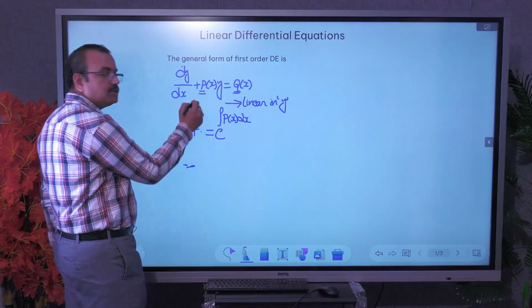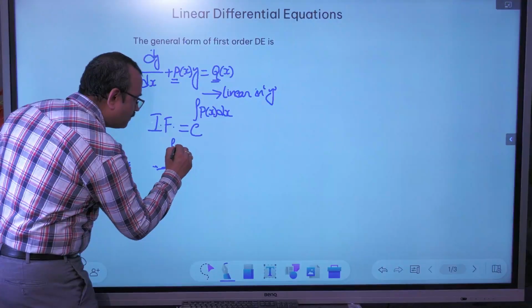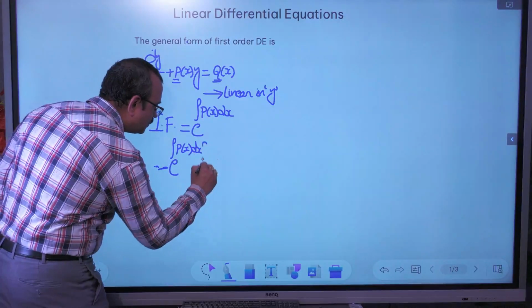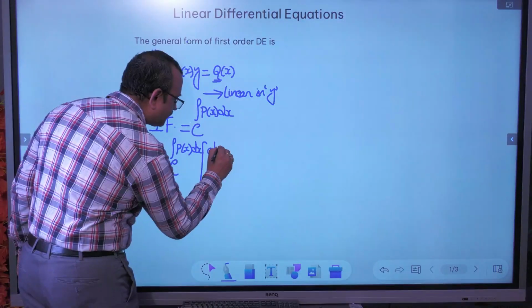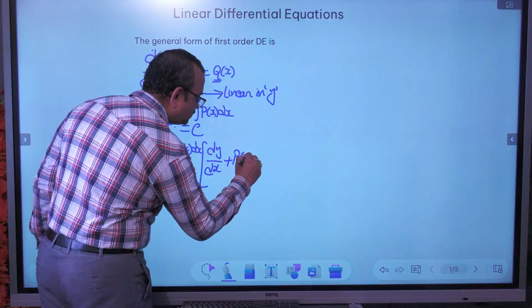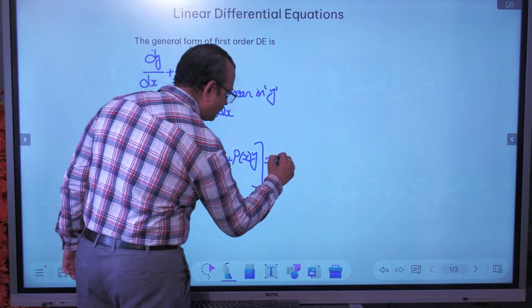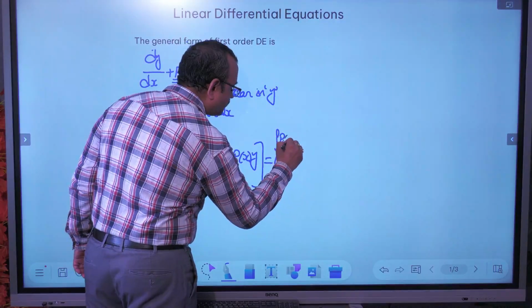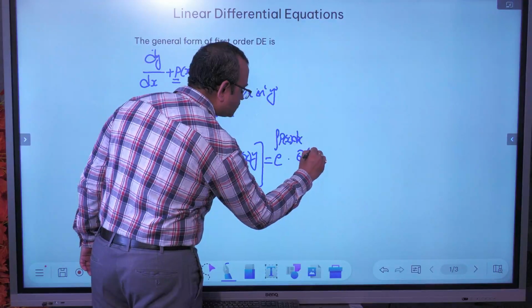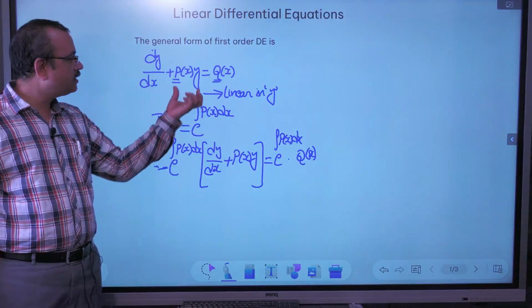Now if you multiply this differential equation with this integrating factor on both sides, then we get e power integral p of x dx into, on the left side, dy by dx plus p of x into y, is equal to, on the right side also, e power integral p of x dx into, already we have, q of x. That's what we will get by multiplying with the integrating factor on both sides.